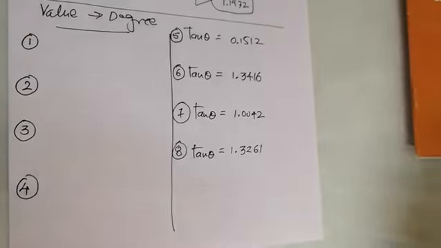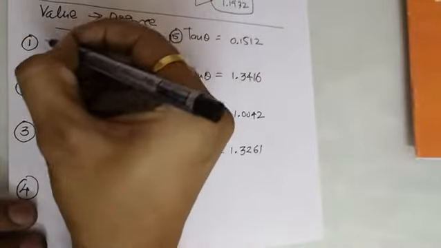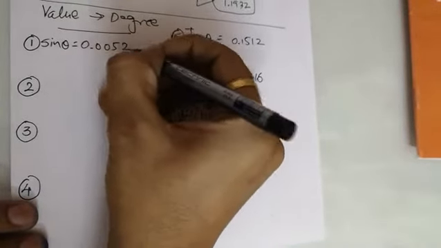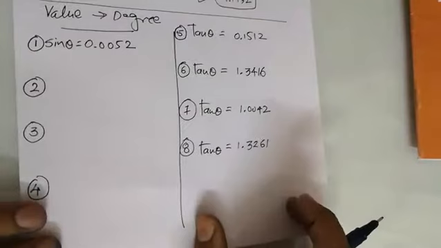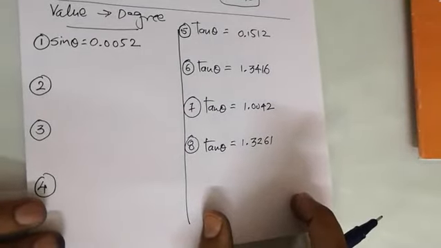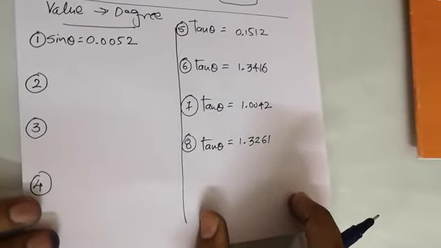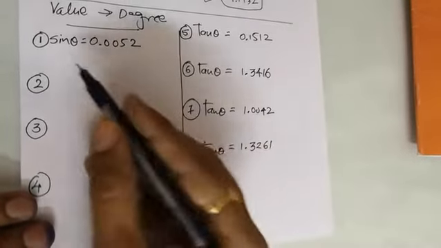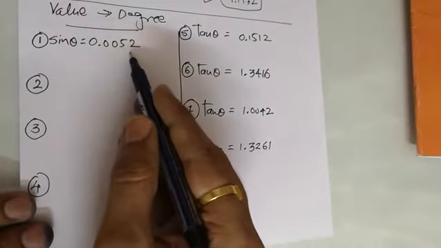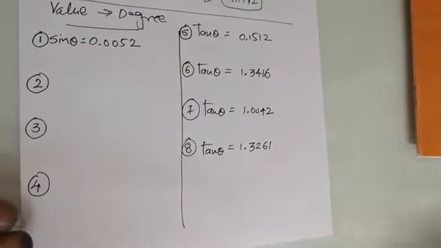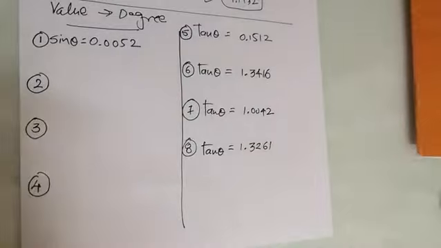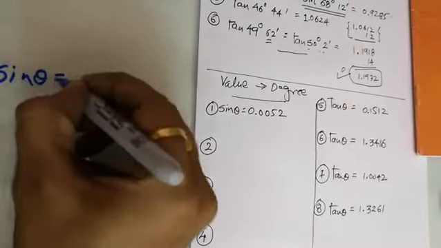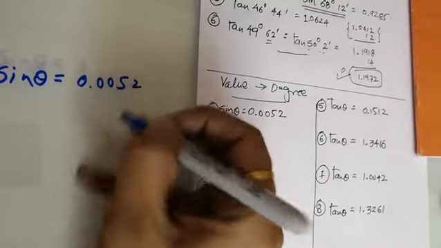Let's say the very first term I am giving you is sine theta, which is 0.0052. This method is quite cumbersome because it is not as easy compared to degree to value conversion. So first of all, I'm showing you a very simple manner: sine theta equals 0.0052. In many competitive exams, whenever such angles are given to you, let's say we have sine theta equals 0.0052.